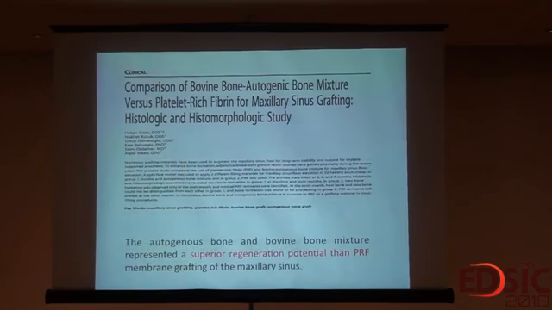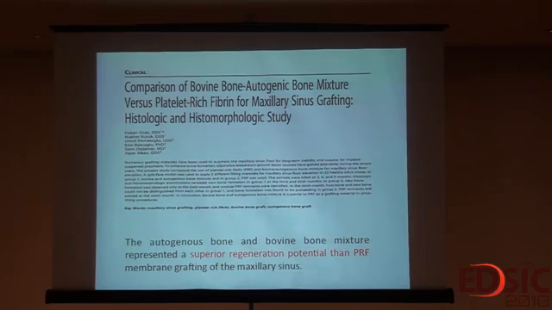And autogenous bones are also considered the gold standard for their osteoconductive, osteoinductive, and osteogenic properties. However, they may lead to donor site problems. Xenografts are also used as a reliable material for sinus lifting procedures, and the addition of growth factors into these grafting materials has gained popularity.